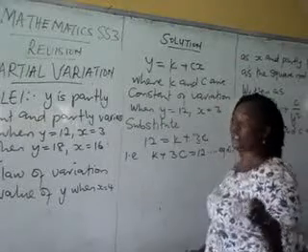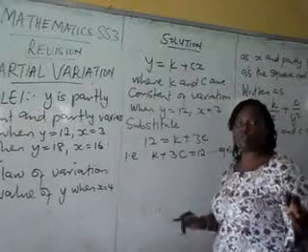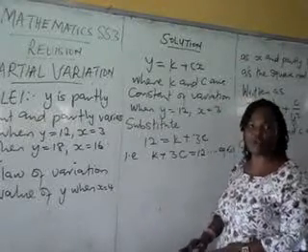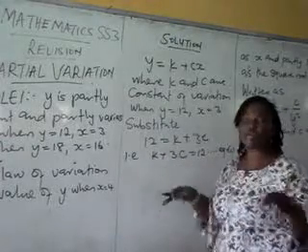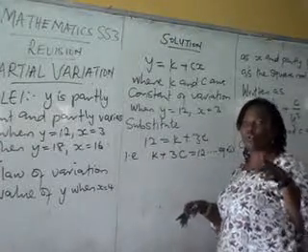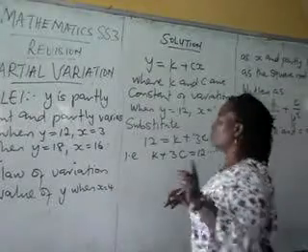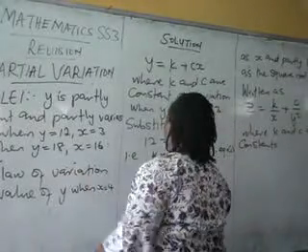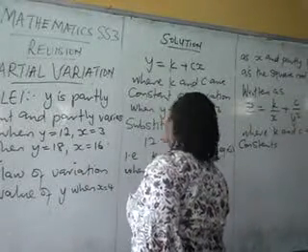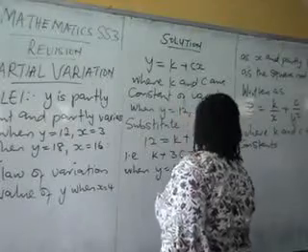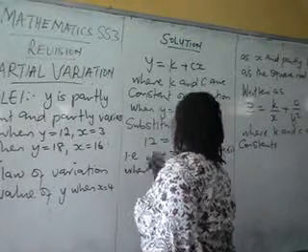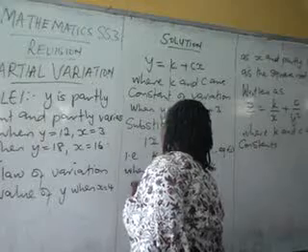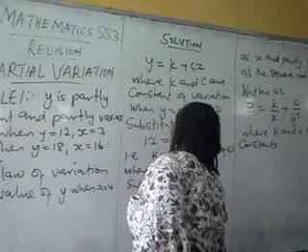Remember, I told you that we are going to get 2 equations, because we have 2 unknowns there. We have the unknowns k and c. You must have 2 equations which you must solve simultaneously. So, therefore, the second one, when y equals 18 and x equals 16. Now, substitute in again.